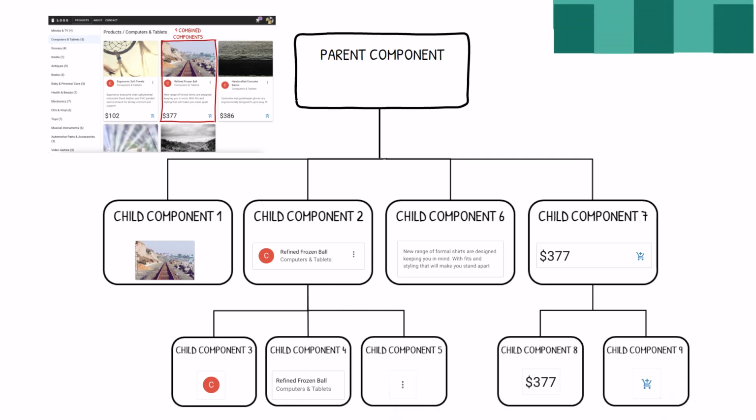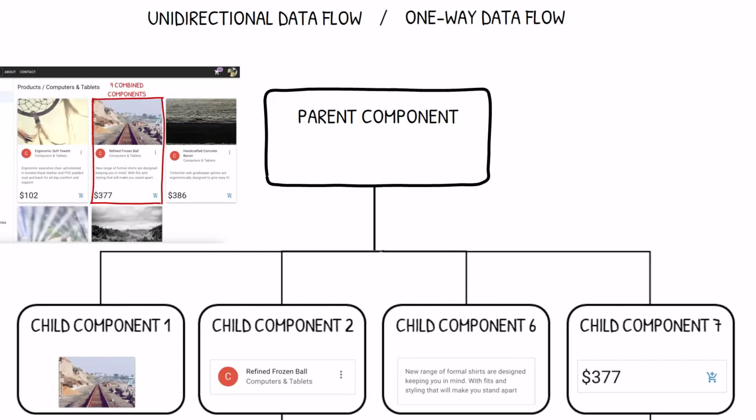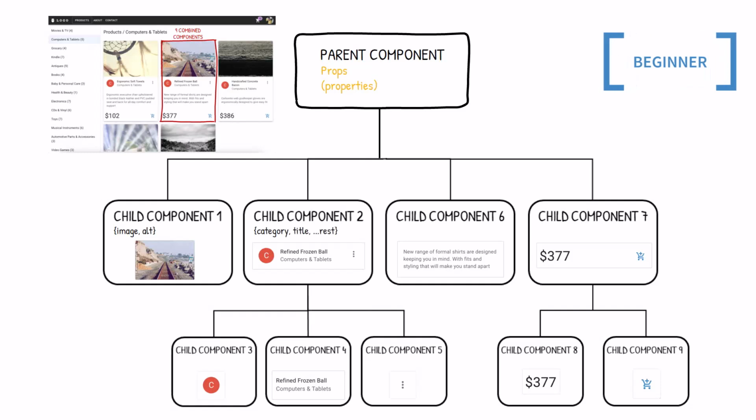If a parent component needs to send data to its child, it's super easy. It sends the data through props, properties, in a very similar way to how an ordinary function sends parameters. Parameters are defined within the child components, and values are passed through props when the component is used.